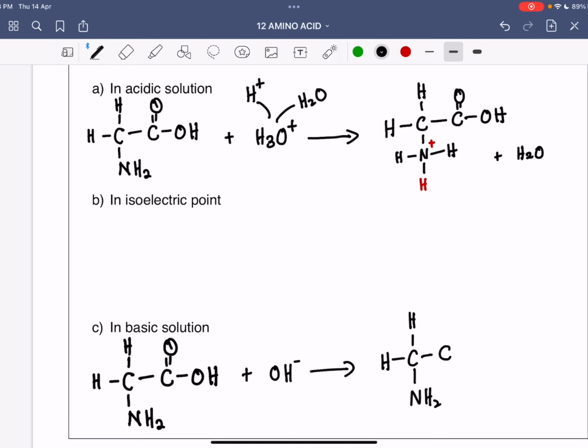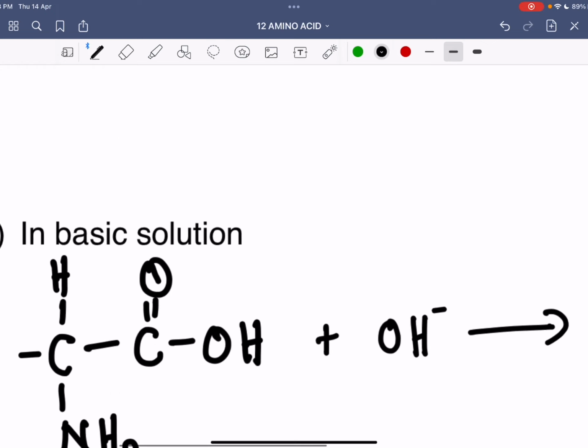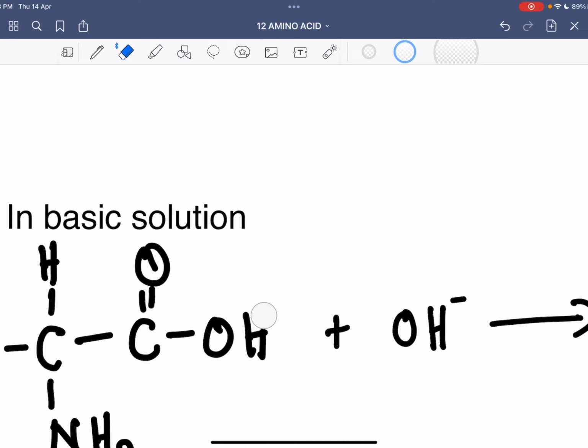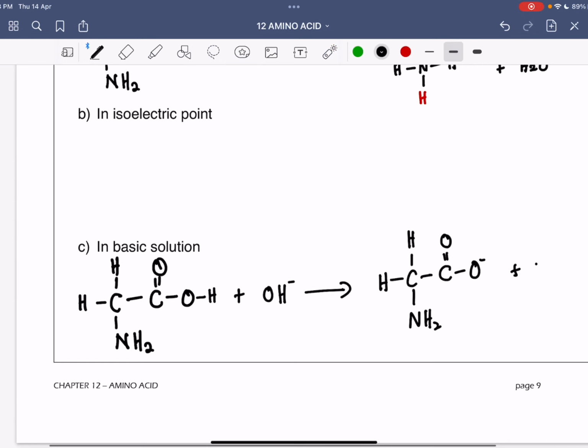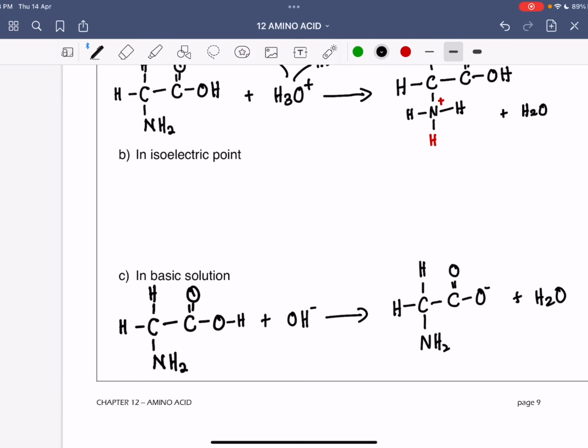But for this one, O will become O minus, because if I can show you, this is H. Basically this H will be transferred to O to produce O minus, and then the H plus will react with OH minus to produce H2O. So this is the structure for amino acid in basic solution.